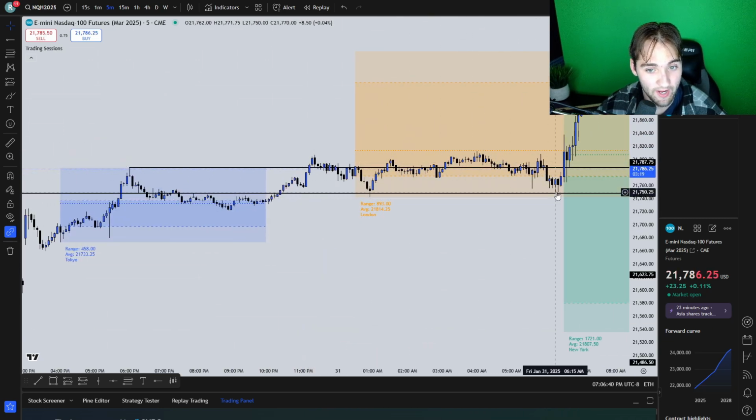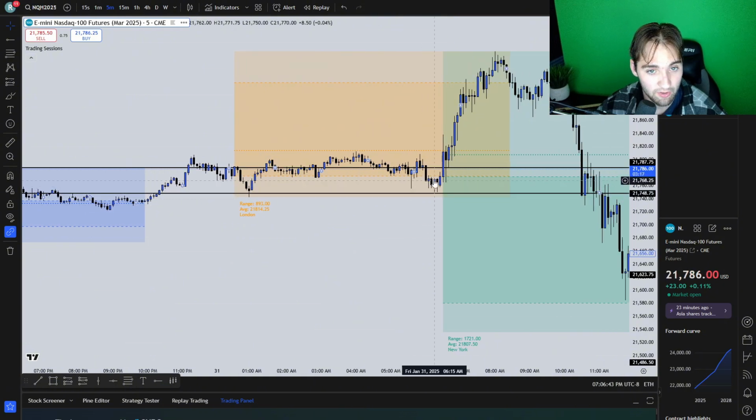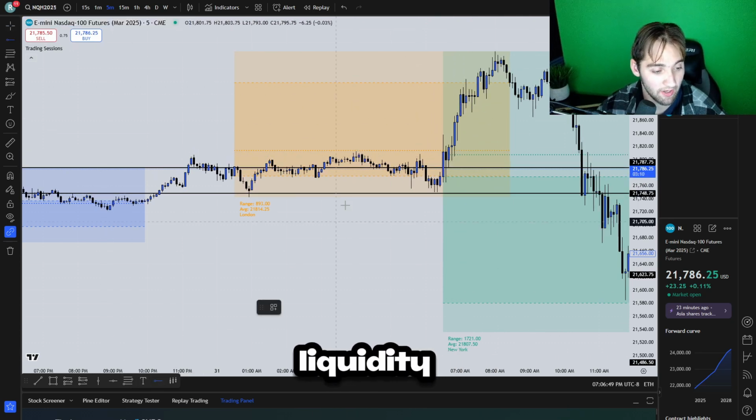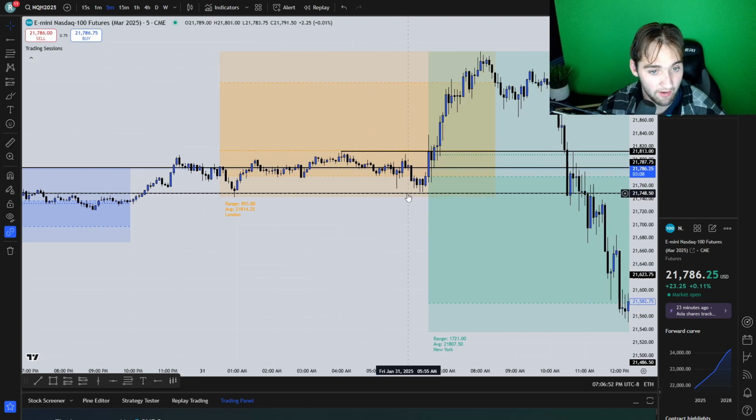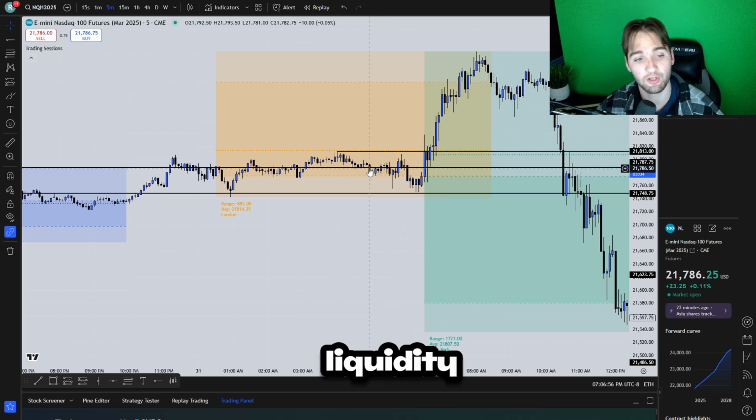Kind of fiddles around. What does price go to? These London highs, which then continues off, because this is our liquidity. So price is drawn to this high, as you can see. Pretty simple. This is called our liquidity point.